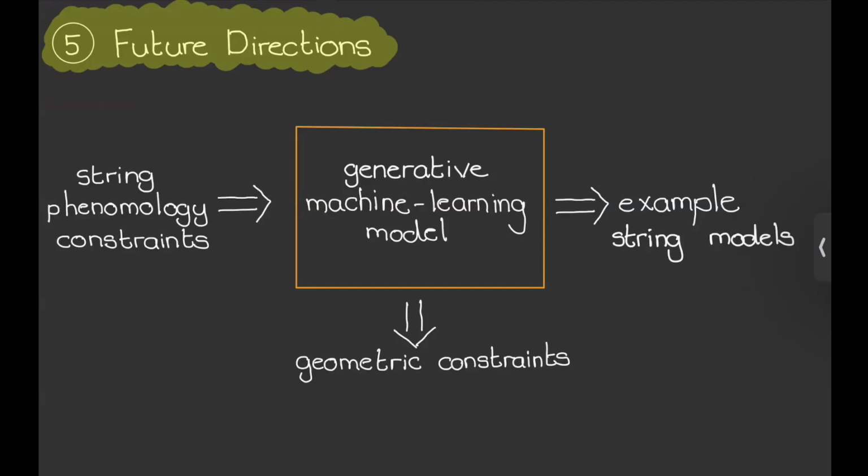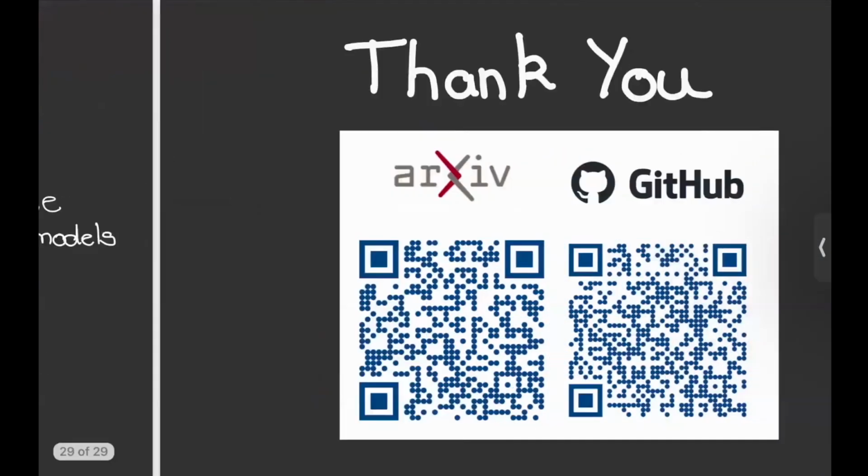What would be even nicer is that if this model works very well, then we could dig into the structure of the machine learning model, do some sort of feature analysis, and see if we can get geometric constraints out of the machine learning model that correspond to the string phenomenology constraints. It'd be nice to say, I want certain things in my string model, so how does this correspond to the geometry of the compactification? And I think that's it.